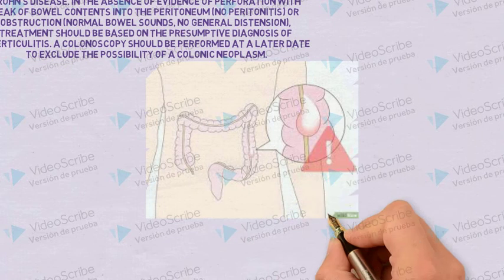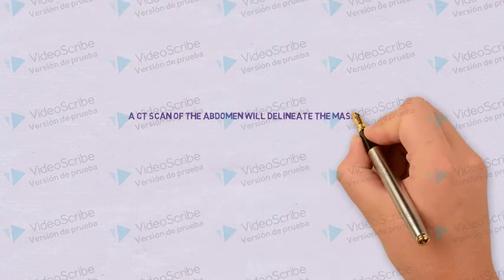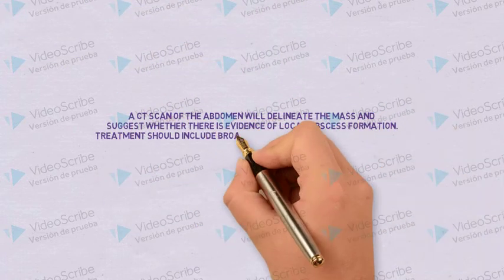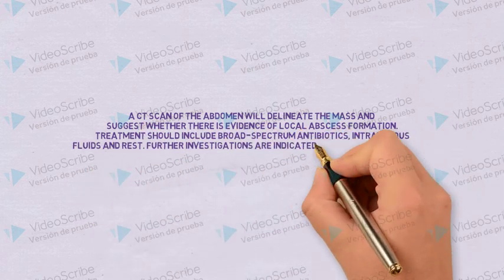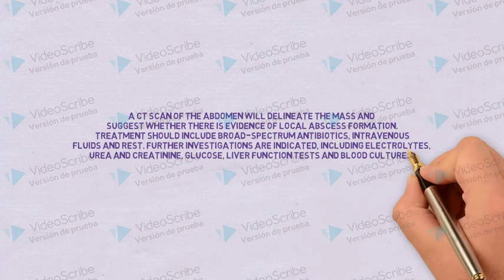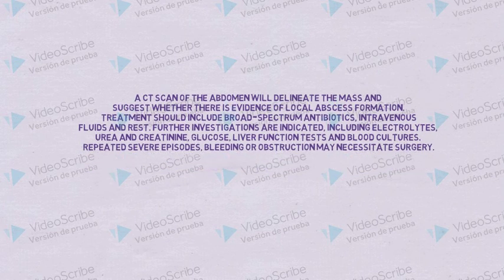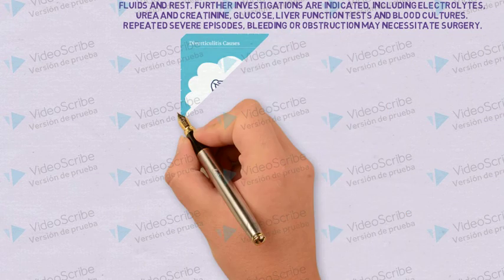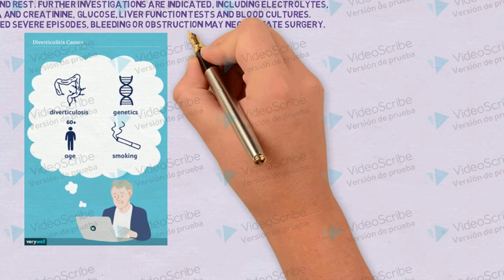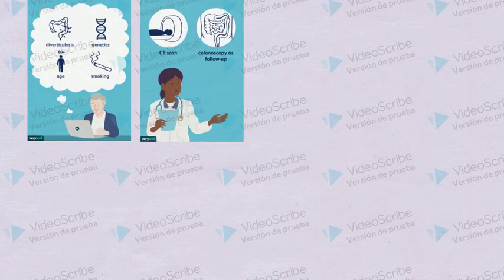A CT scan of the abdomen will delineate the mass and suggest whether there is evidence of local abscess formation. Treatment should include broad-spectrum antibiotics, intravenous fluids, and rest. Further investigations are indicated, including electrolytes, urea and creatinine, glucose, liver function tests, and blood cultures. Repeated severe episodes, bleeding or obstruction may necessitate surgery.